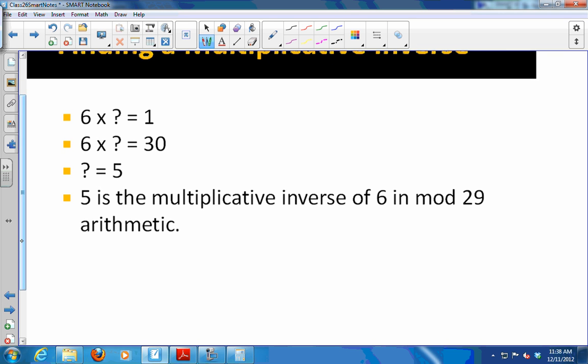Because 6 times 5, 6 and 5 are always going to be inverses in mod 29. Yeah. So does that also apply to whatever? No, remember 6 didn't have an inverse in mod 26. Yes, let's do another example.